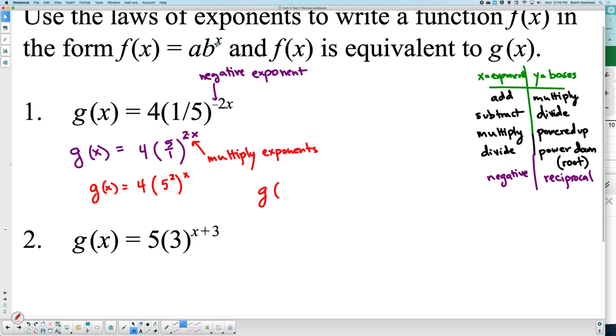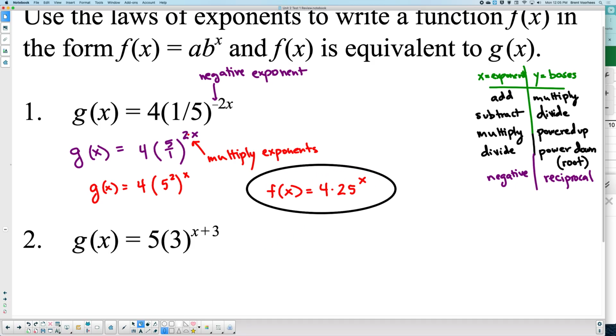It says to write it in this form right here. But it says to name it f of x here. Sorry. Use the law of exponents to write a function f of x in the form f of x equals a times b to the power of x, and f of x is equivalent to g of x. So I need to rename it f of x. I would say f of x equals 4 times 25 to the power of x. That's my equation right there. Does that make sense? Let's try another one here.